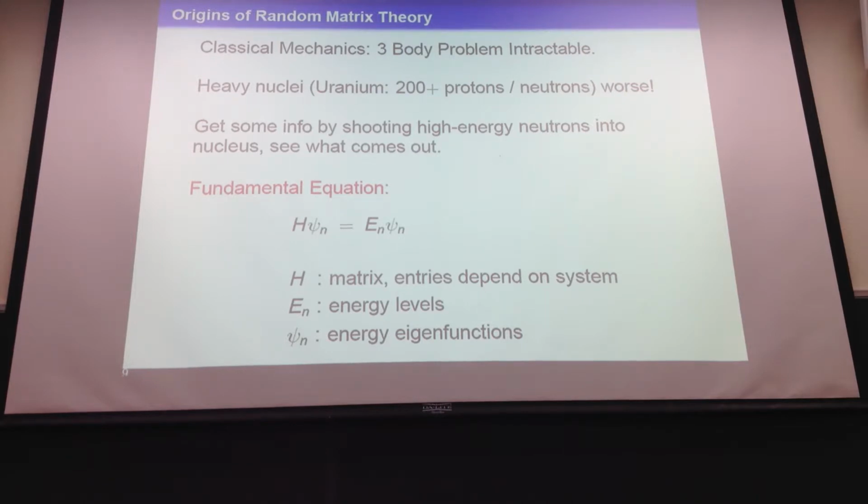The fundamental equation in quantum mechanics is you have some matrix H, it acts on the energy eigenstates, and E_n are the energy eigenlevels. As I remarked in class, this is an infinite by infinite matrix and we don't know any of the entries. So good luck diagonalizing this, good luck calculating the eigenvalues. But that's what we're trying to do.